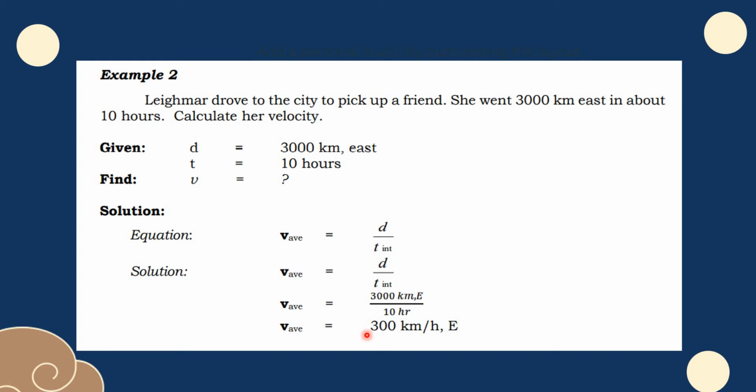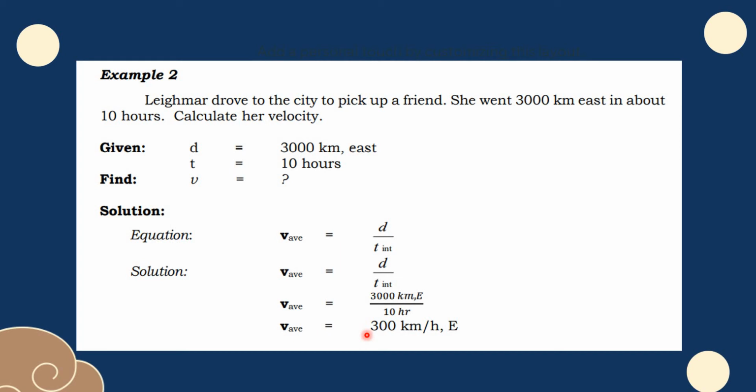Laymar drove to the city to pick up a friend. She went 3,000 kilometers east in about 10 hours. So let's calculate her velocity given the displacement. It is 3,000 kilometers east and the given time is 10 hours. And you were asked to find the velocity. So for the equation, we have the average velocity is equal to d over the time interval.